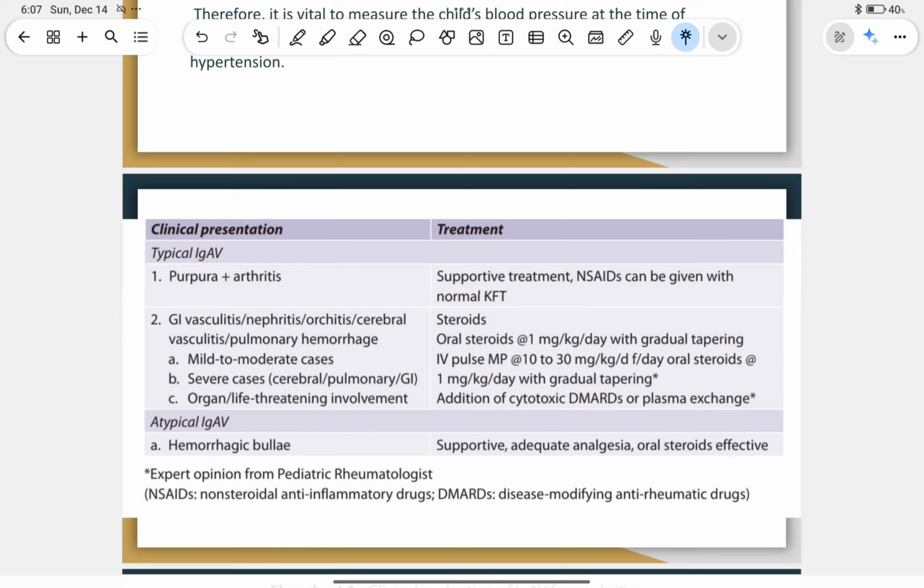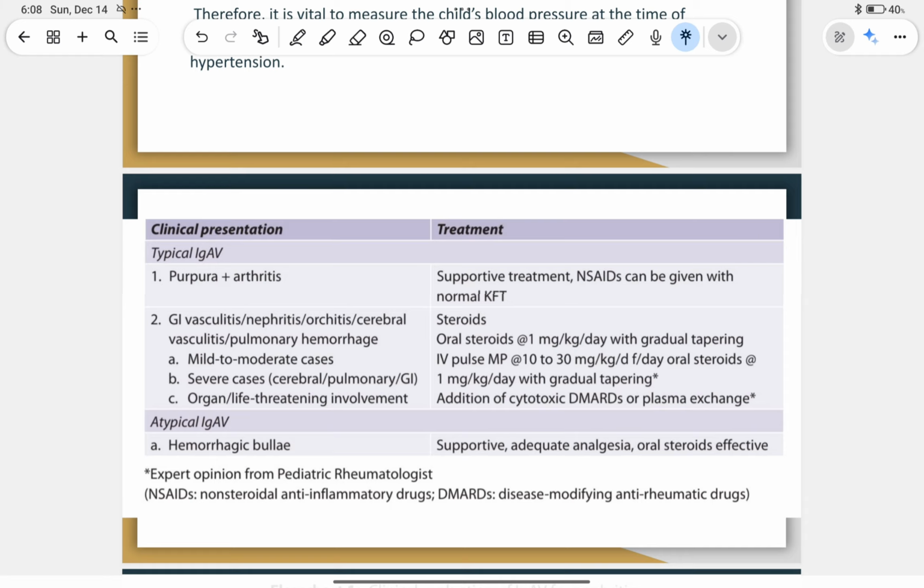But in severe disease, what is severe disease? Whenever the disease is involving the brain, pulmonary vasculature and GI vasculature, that is considered severe disease. We need to give a higher dose of steroid. We go for IV pulse therapy of methylprednisolone. What is this pulse therapy? Generally we give 10 to 30 mg per kg per day of steroid IV over 5 days. After that we shift again to oral steroids and taper over 4 weeks as usual.